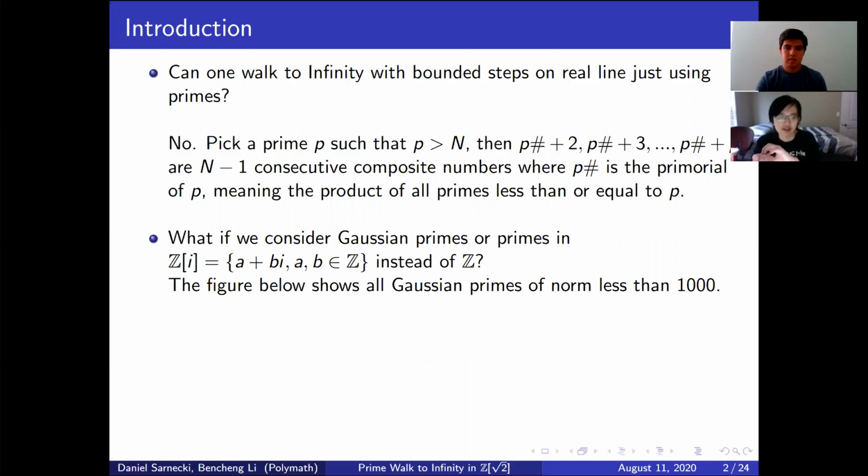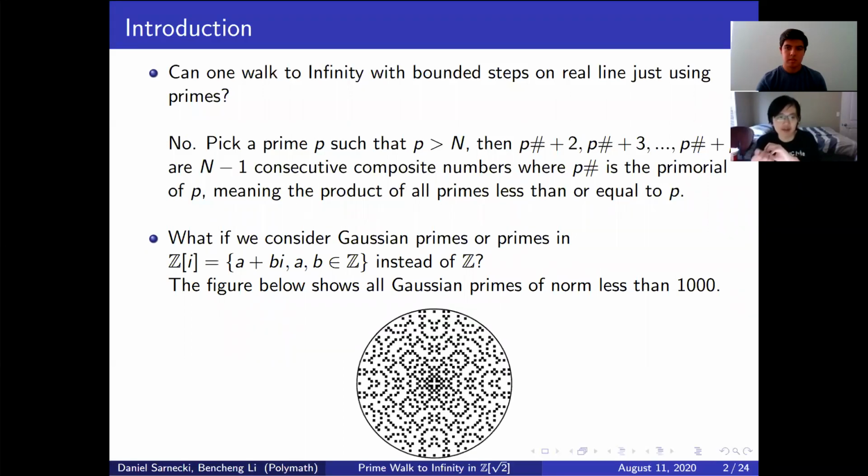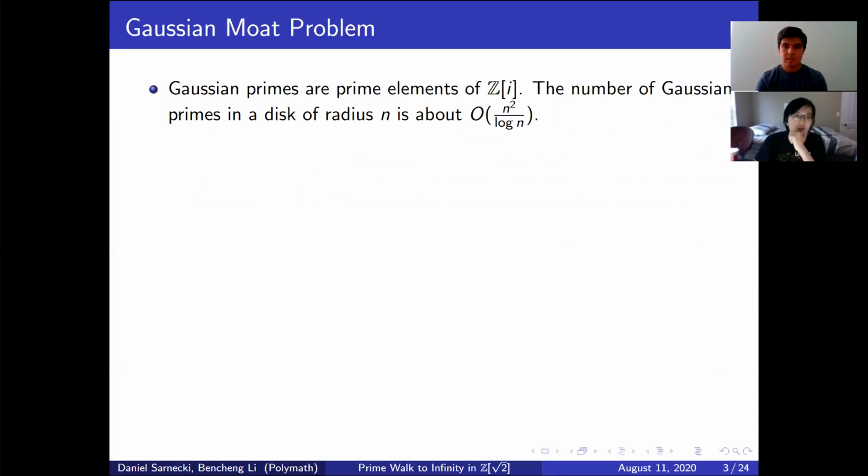Z[i] is the set of elements of the form a plus bi, where a and b are both integers. The figure below shows all the Gaussian primes of norm less than 1000. We can see that the primes in the graph have an eightfold symmetry, and they all tend to cluster near the origin. This is actually a very famous unsolved problem called the Gaussian Moat problem.